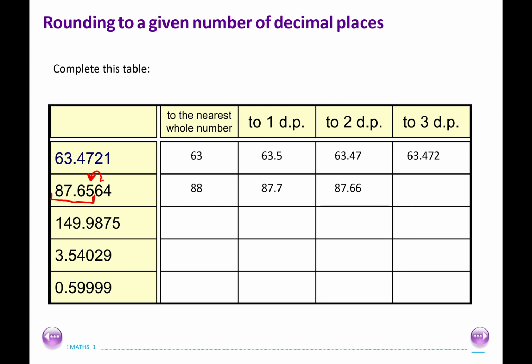Our last one. Round correct to 3 decimal places. Here, we keep the 3 decimal places and everything before that. We look at the fourth decimal place to see whether we round up or round down. In this case, our fourth decimal place is less than 5, and so we round down. This gives us 87.656.